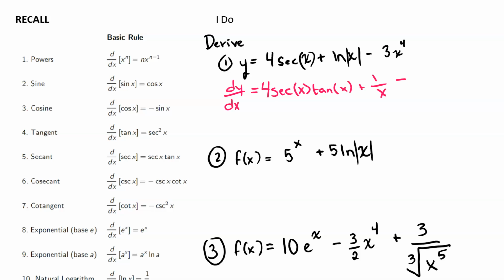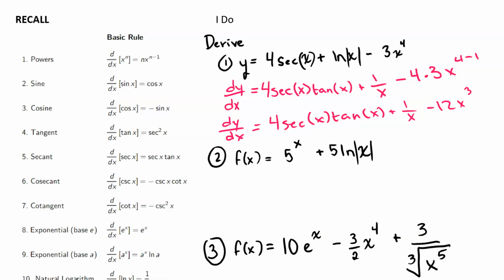And then I have a power, which would be this first one here. I bring down my exponent, so we've got 4 times my coefficient 3. My exponent gets 1 smaller. So my final answer, 4 secant x tangent x plus 1 over x minus 12x to the third.